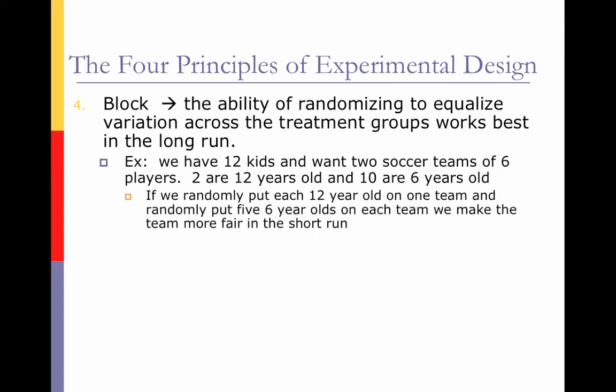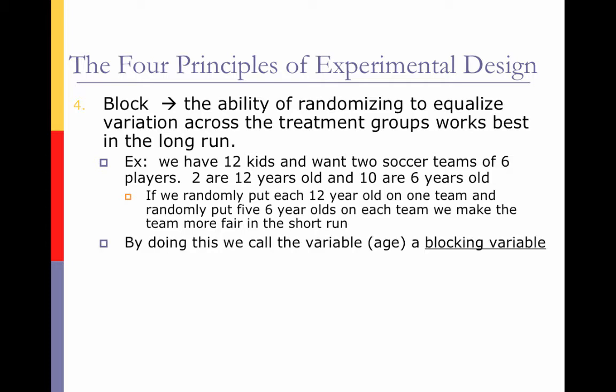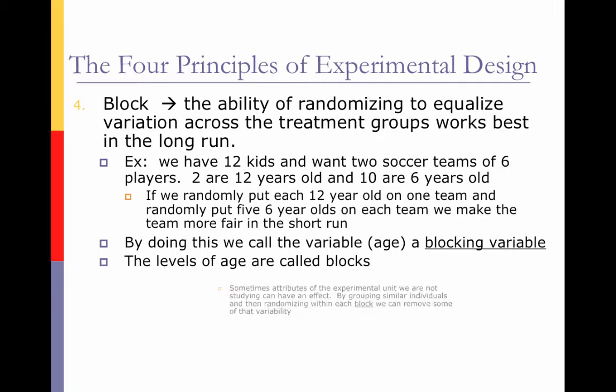So what we can do in this case is randomly put each 12-year-old onto one of the teams and then randomly put 5 6-year-olds on each of those teams as well. This way it makes the teams more fair in the short run because each team will have a 12-year-old and each team will have 5 6-year-olds. By doing this, we call the variable age a blocking variable. The levels of age are then called the blocks.